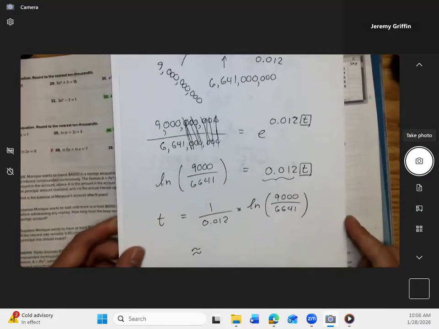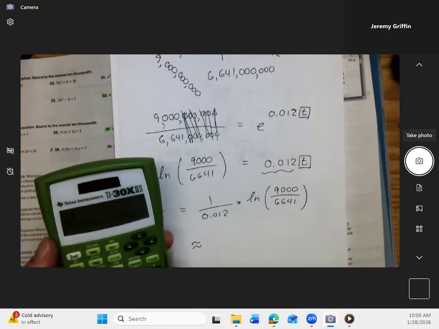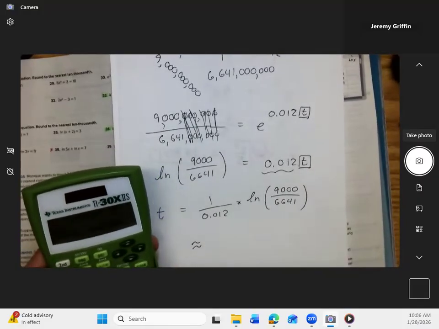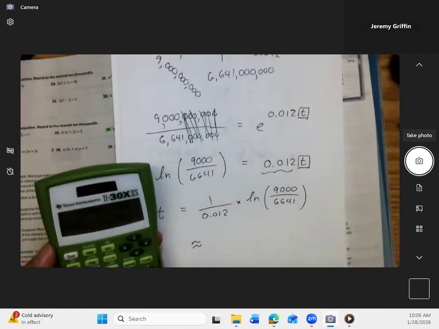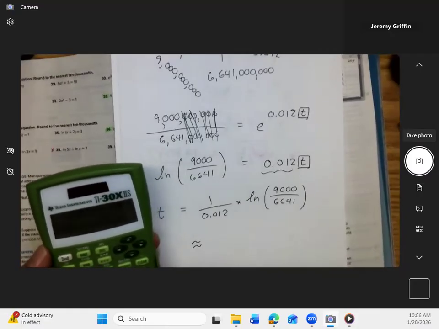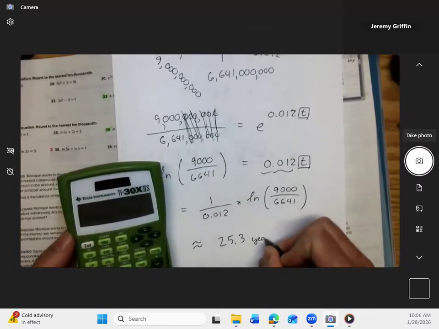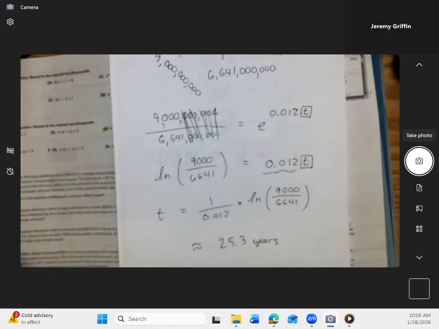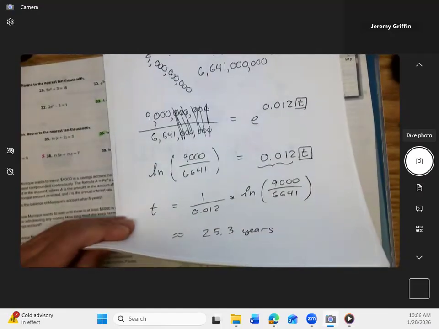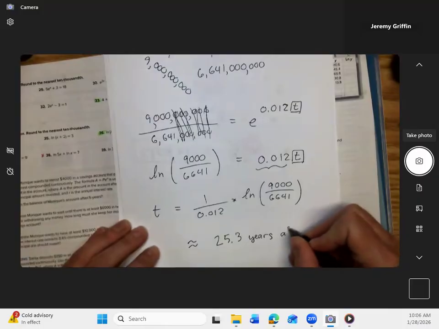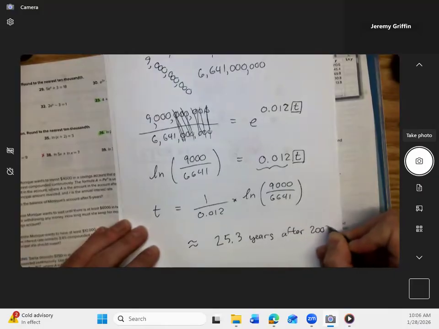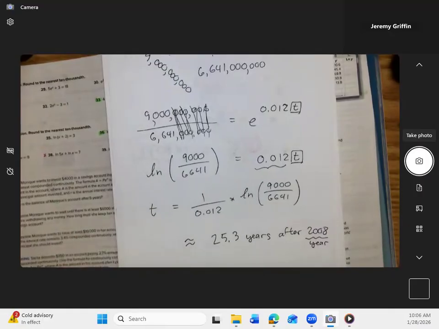Let's get a value on that. So 1 over 0.012 times natural log. Looks like about 25.3 years after the initial year. So after 2008, okay, so the base year is like 2008. So 25 years later. Yeah. Hey, you guys got that?